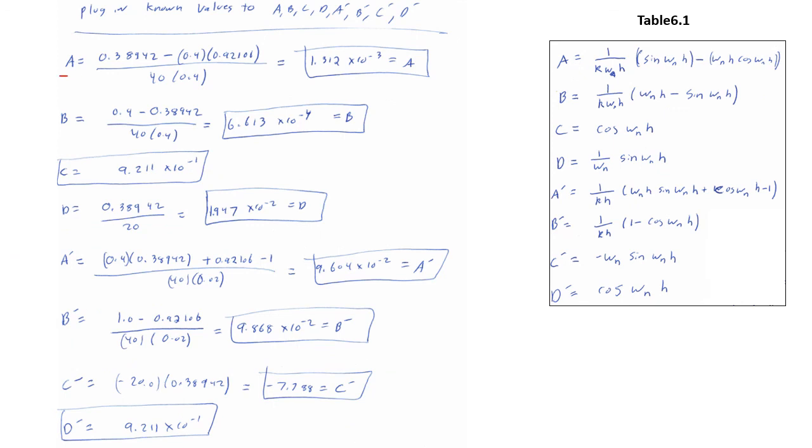We can see now our A, when we plug it in, becomes 1.312 times 10 to the negative third. Our B becomes 6.613 times 10 to the negative fourth. C becomes 9.211 times 10 to the negative first. D becomes 1.947 times 10 to the negative second. Our A prime becomes 9.604 times 10 to the negative second. Our B prime becomes 9.868 times 10 to the negative second. Our C prime becomes negative 7.788, and our D prime becomes 9.211 times 10 to the negative first right there.